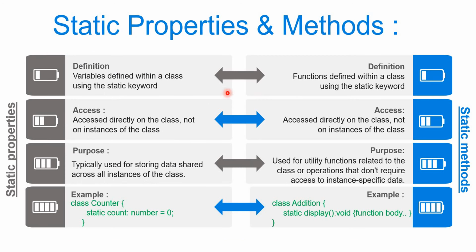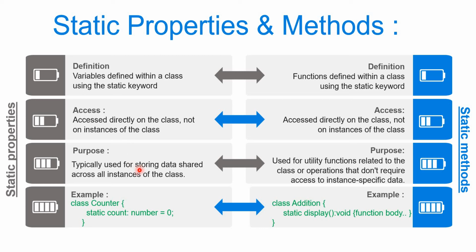So here you can find the definition of static properties and static methods. Properties are nothing but variables, and methods are nothing but functions. So static properties and methods are defined within a class using the static keyword. Next, if we talk about access, we can access static properties and methods directly on the class, not on instances of a class.